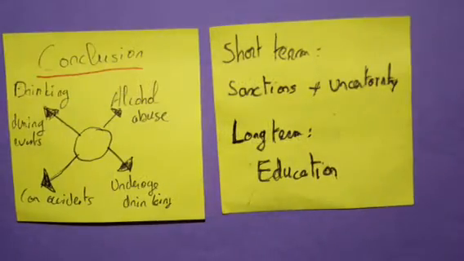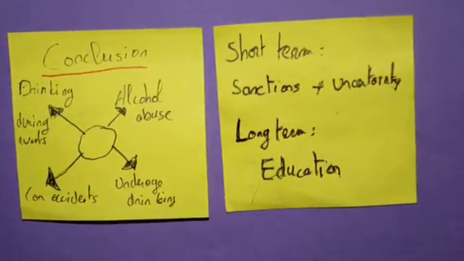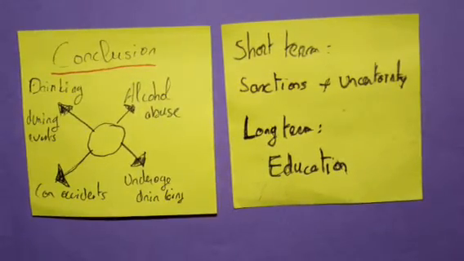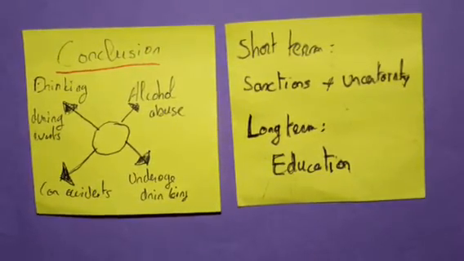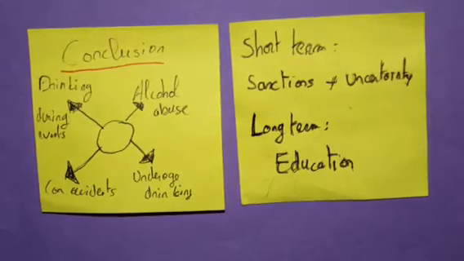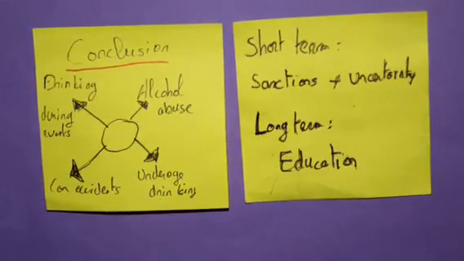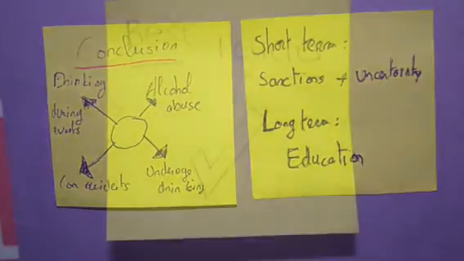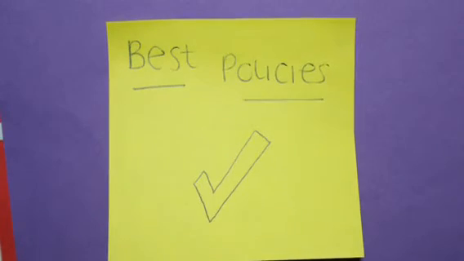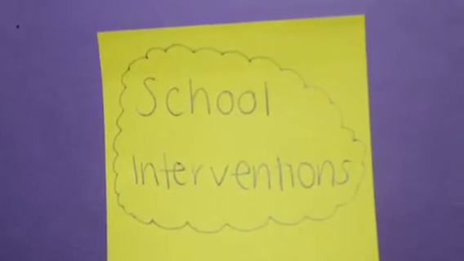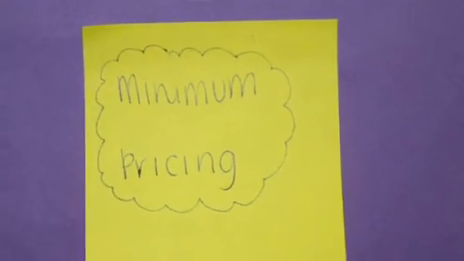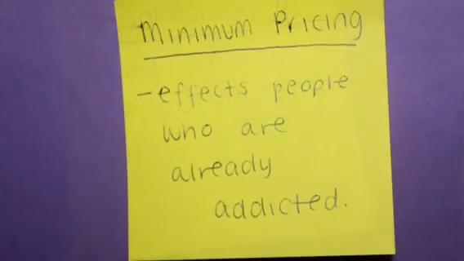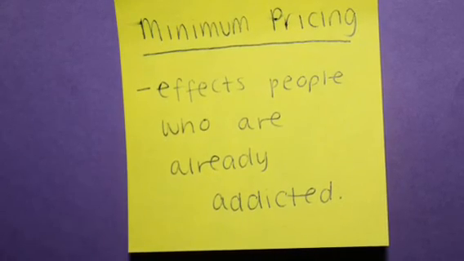In conclusion, drink driving includes aspects of alcohol abuse, underage drinking, and leads to car accidents. In the short term, the sanctions which pressure people to drink less could be efficient. But in my opinion, the long-term education of children and the society as a whole would be the best way to decrease the consumption of alcohol. The best policies to decrease alcohol consumption are school-based interventions and minimum pricing. School-based interventions tackle problems before the addiction, and minimum pricing affects people who are already addicted.